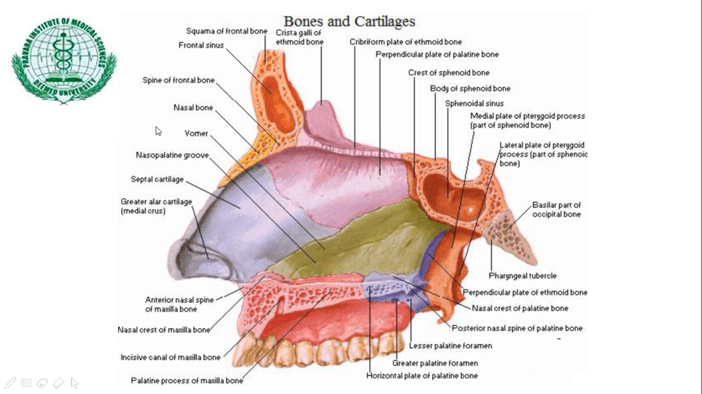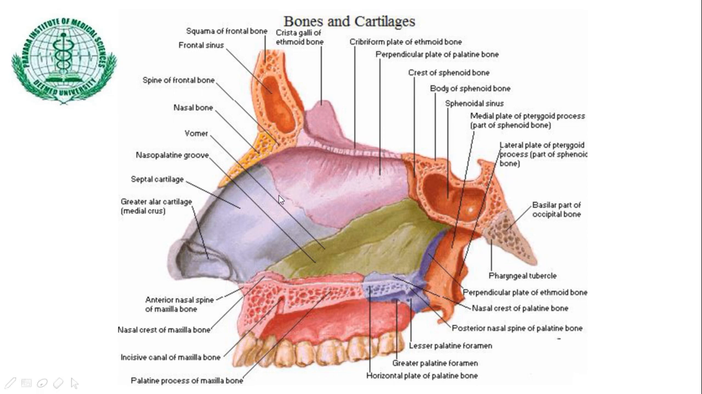Then the crest of the nasal bones, the sphenoidal crest, and the nasal crest, which is formed by the palatine process of the maxilla. And here you can also see the palatine process of the maxilla and the nasal crest of the palatine bone, also contributing to the nasal septum.